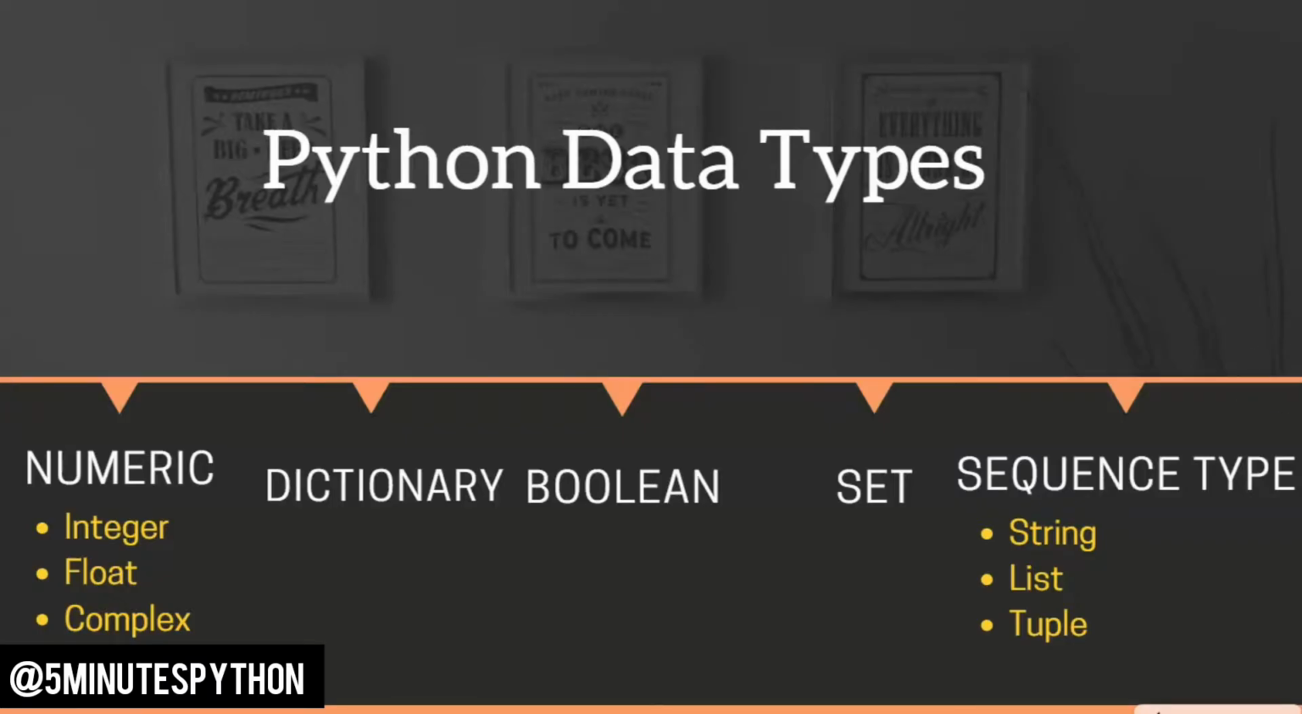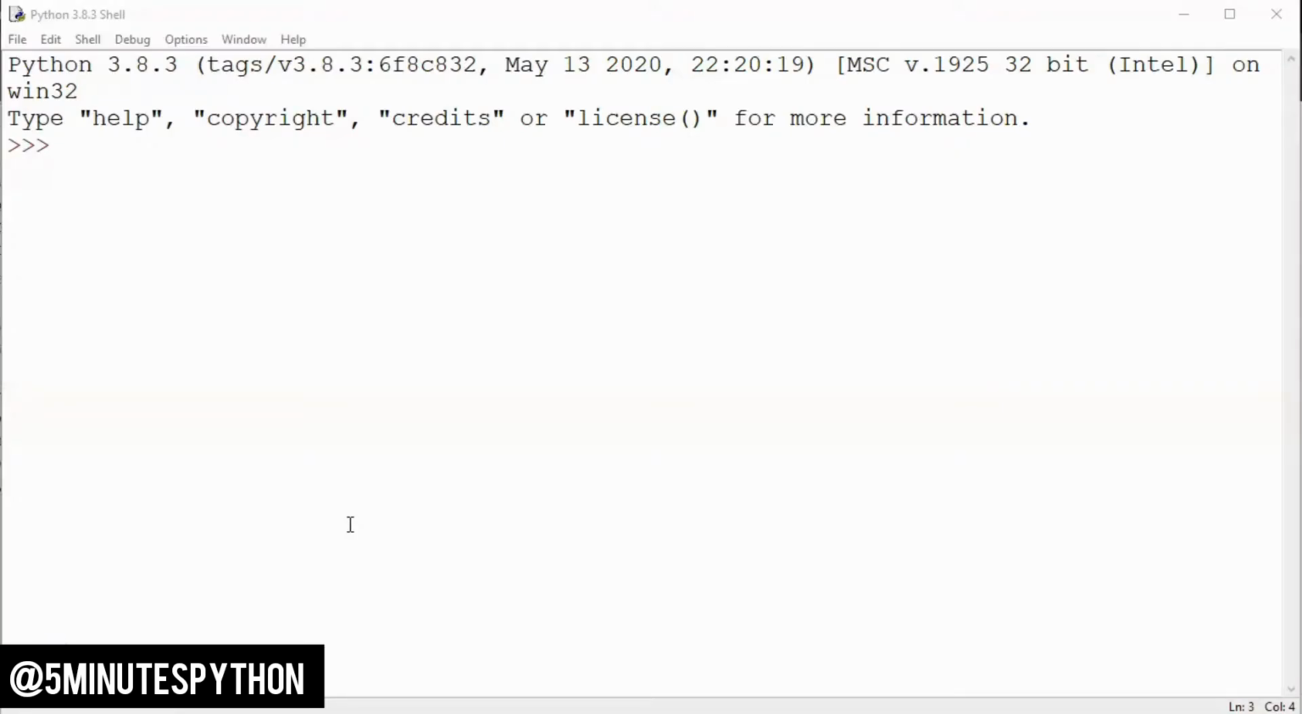There are various different data types in Python, that is numeric, dictionary, Boolean, set and sequence type. In this video, we are going to look at some of the basic data types in Python, that is numeric, Boolean and a few in sequence type. We are going to look at all of these data types in our further videos. Now let's do some hands-on to understand data types in Python. First, let us see about numeric data type. There are three different types in numeric data type, that is integer, float and complex number.